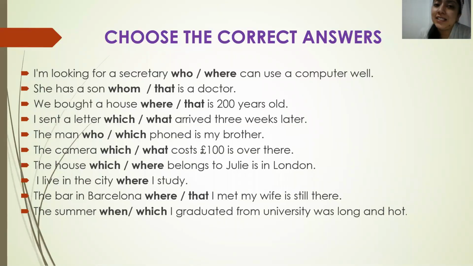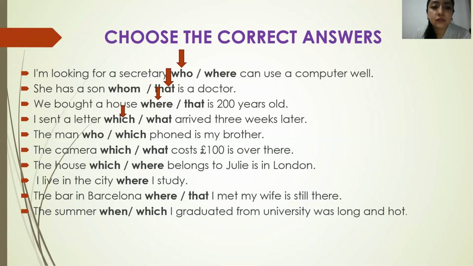Okay, and we have the last activity. In this activity, students have 5 minutes to complete this, or 3 minutes, depending on the student, who can study this and recognize when we use each pronoun. The first one: I am looking for a secretary who can use the computer well. So who is used for persons. Okay, he has a son who is a doctor. Yes, we are going to talk about that. We bought a house which is 1,000 years old. I sent a letter which arrived this week.